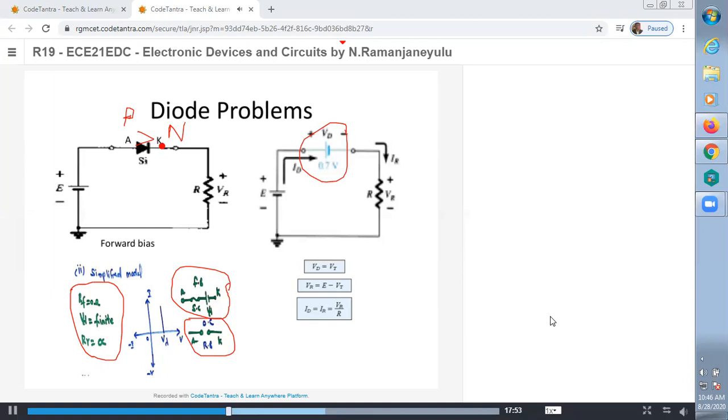Once you know the diode status, then replace the diode with the equivalent model. Here I am considering the simple model, considering only V gamma. If we consider the RF also, then there is a small RF in series with V gamma, right? Then again apply KVL, and there are small changes in the equations, right?